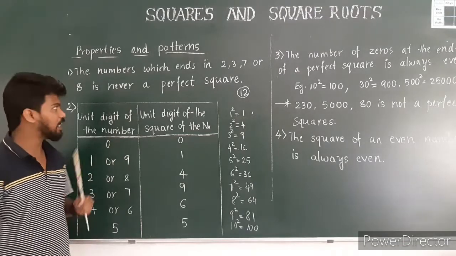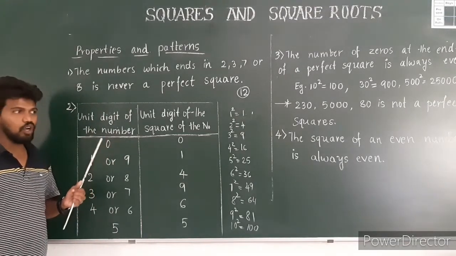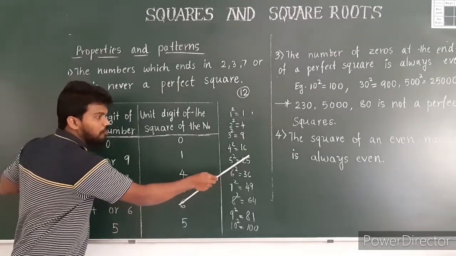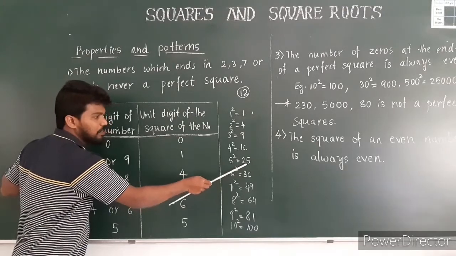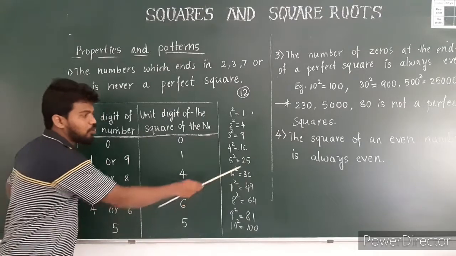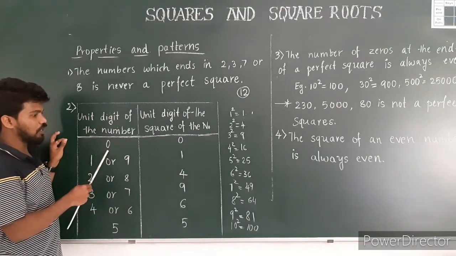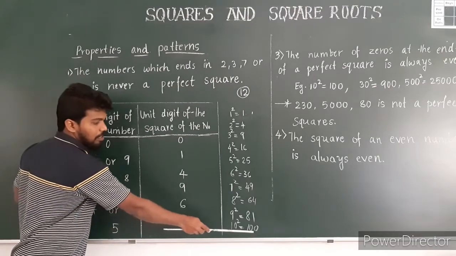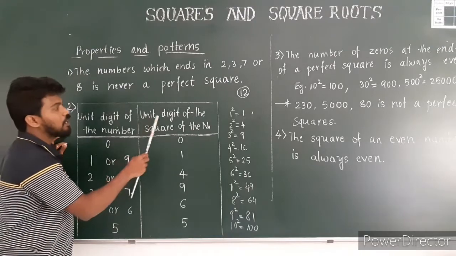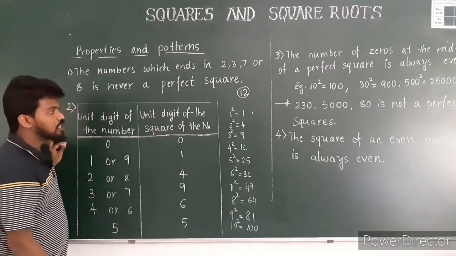So now you see the second property, the unit digit of the numbers. We have to concentrate on unit digits. Take 25. So 5 is the unit place and 2 is the 10th place. So the unit digit of the number: if it is 0, you take 10. If it is 0, the unit digit of the square number is also 0.